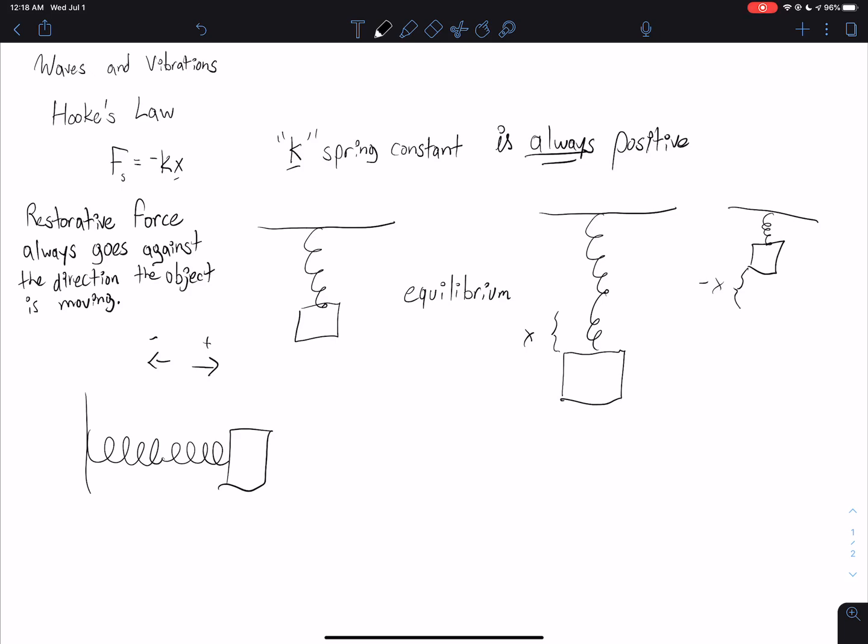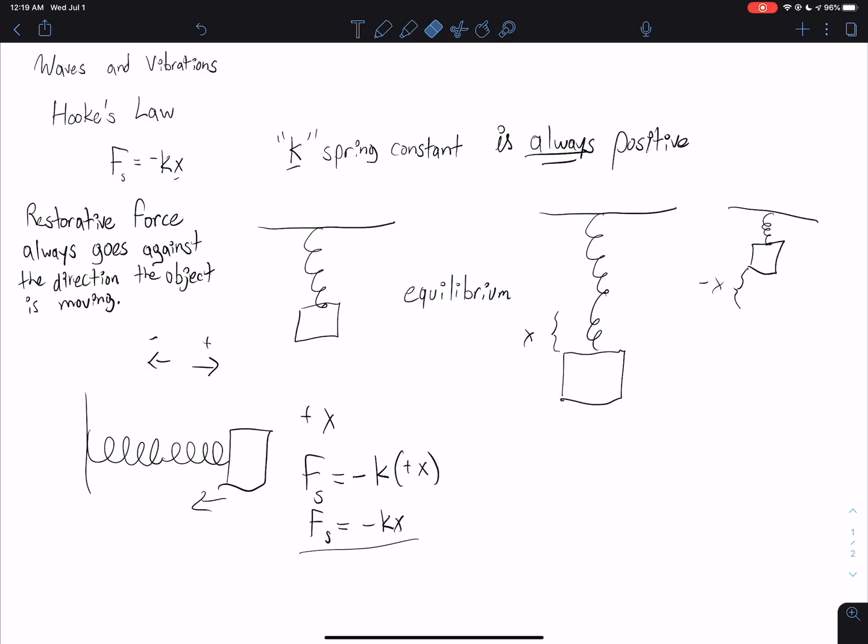This means that in this scenario, our x is positive, right? So let's say we plug in a positive x for this equation. We're going to have F_s equals negative k, and then this is a positive x. So we have a negative and a positive being multiplied, and we have negative kx. This means that our restorative force is negative, and negative is to the left. So this force wants to bring the box back to the left, right?